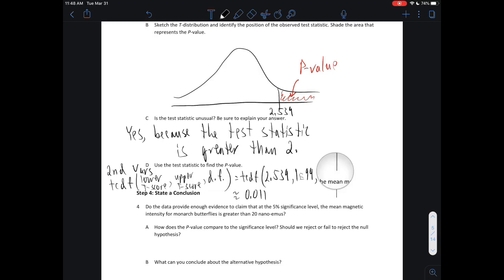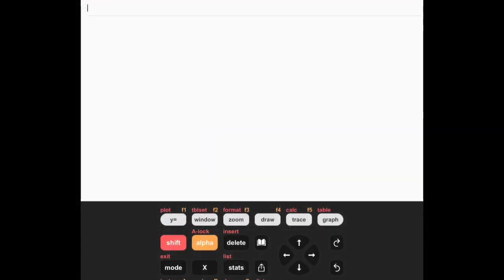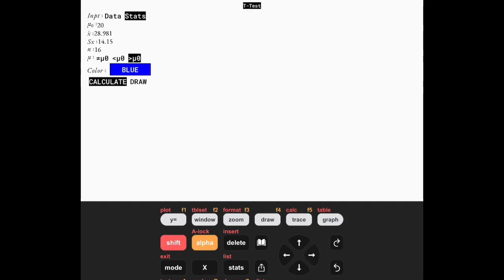The other way that you can do this is if you push the stat button, and then go to tests and choose t-test. And I'll show you what that looks like on a calculator. So I'll press the stats button, go over to tests, and then down to t-test. And you can see what we have here is a way to input our data or just our stats. So since we've already calculated our stats, I'm going to put all of these numbers in.